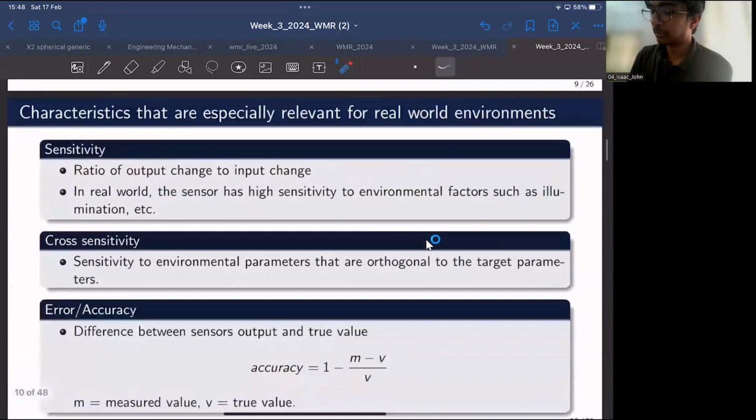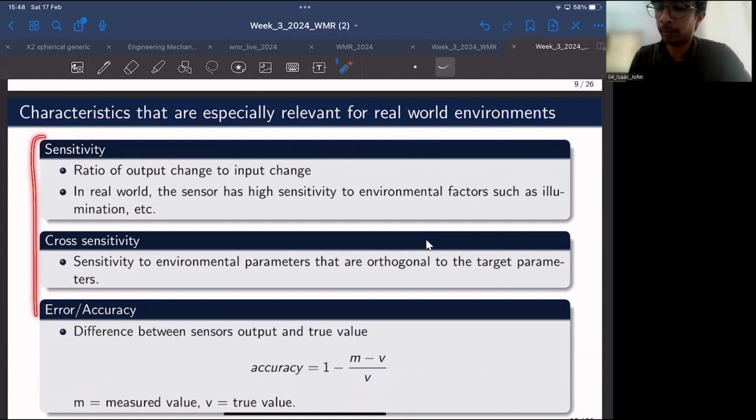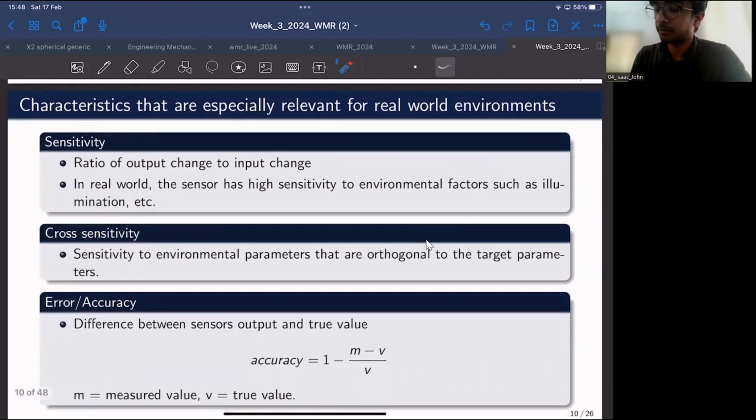So yeah, then there are some characteristics that are relevant for the real world environment. Earlier, it was more or less related to the specification of a sensor. Now, all these terms that we are looking at have to do with the effect or the influence of the environment on the sensors. One such thing is called sensitivity. It's the ratio of output change to input change, and it can be influenced by environmental factors such as illumination. The other thing could be humidity.